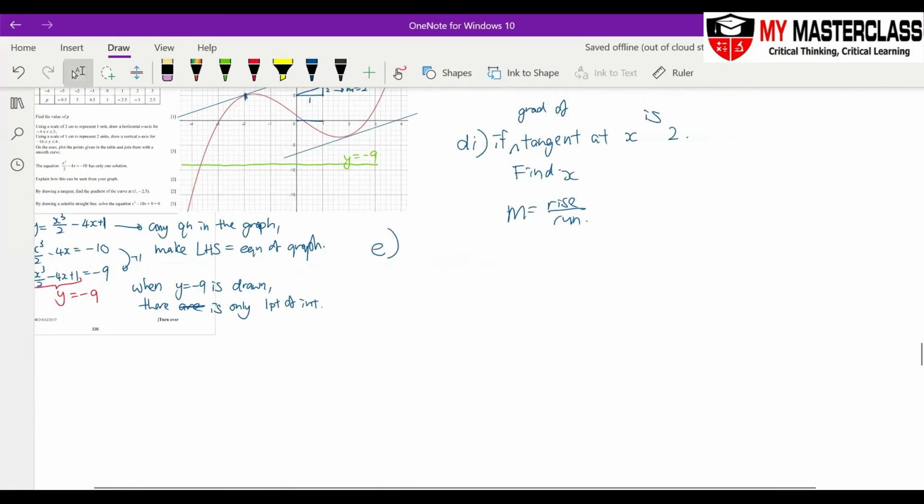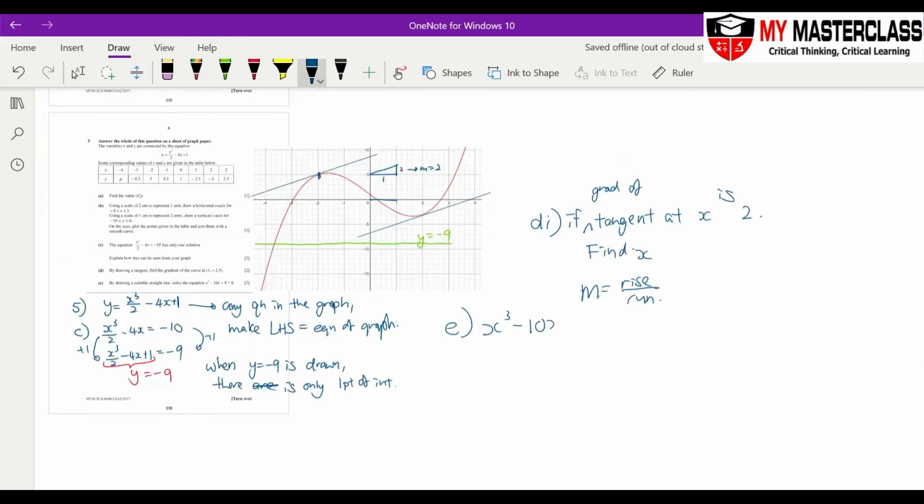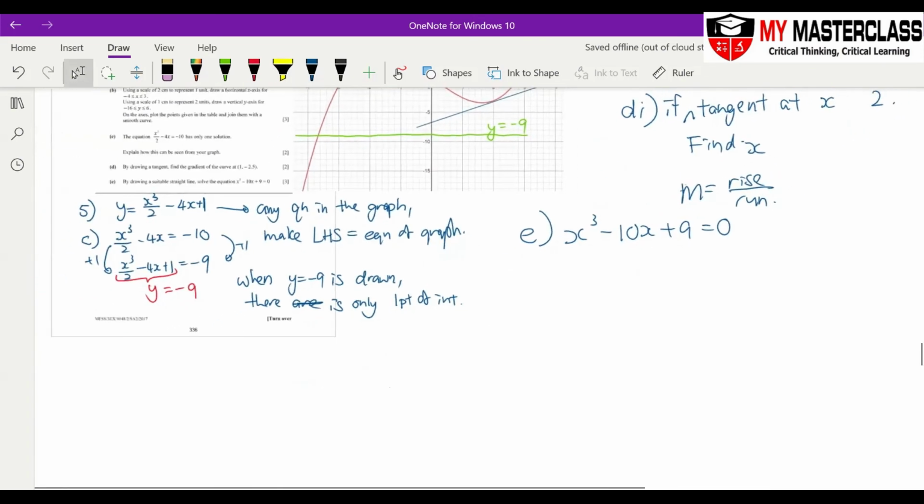So this is x cubed. Write down the question. x cubed minus 10x plus 9 equals to 0. At the start of this question, right? What did I say? Any question in the graph, I make left-hand side the equation of the graph, right? So how do I make equation of the graph? I settle the x cubed first.